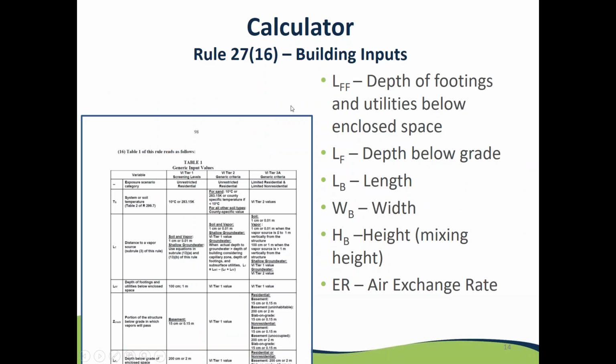So the calculator, when it reaches out, it goes into table 1 of rule 27.16 for the building inputs. Based on that, we'll fill in the depth of footings and the utilities below the enclosed space. You'll see it if you printed it out that each tier clearly identifies what those inputs are. It identifies the depth below grade, the length and the width, as well as the mixing height of the building, and the air exchange rates for all the pre-approved facility-specific inputs.